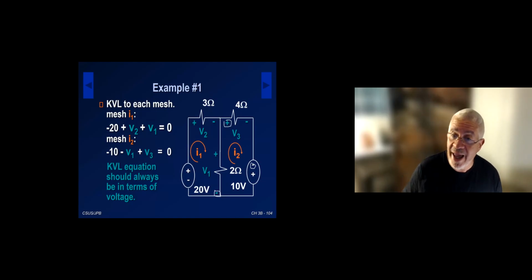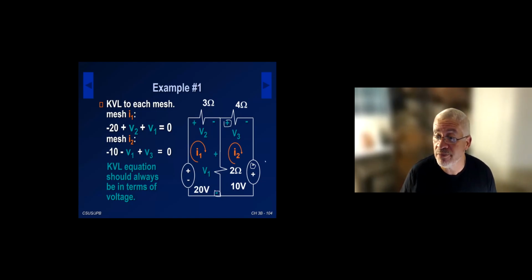What we're going to do next is Ohm's law. What Ohm's law allows us to do is go from these voltages on these resistors to the mesh currents. And anytime we do Ohm's law, we need to think about one convention, the passive sign convention.